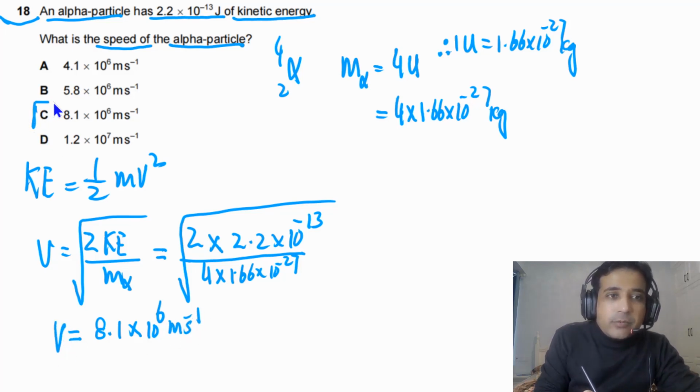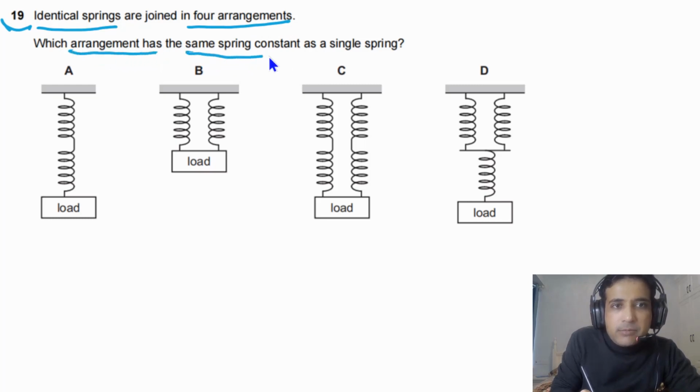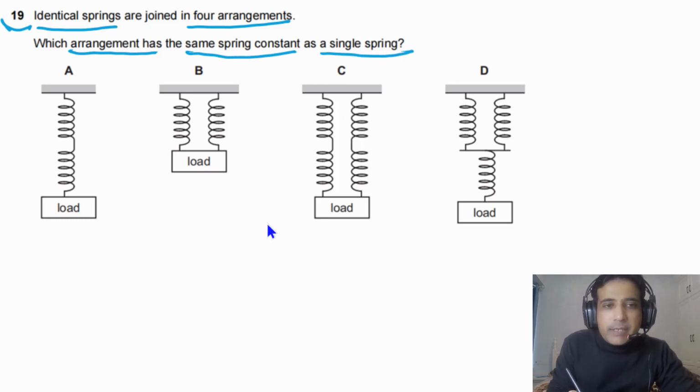Very straightforward question. For question number 19, it is given to us that identical springs are joined in 4 arrangements. Which arrangement has the same spring constant as a single spring? So first of all, we can imagine a single spring. So imagine that we have a single spring.